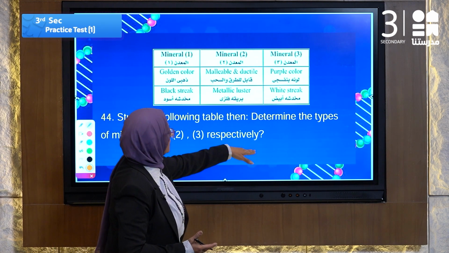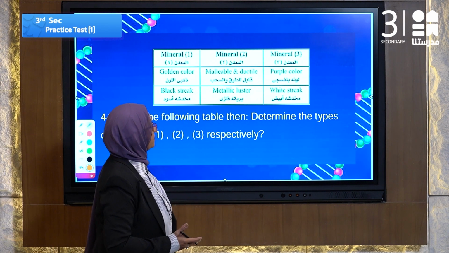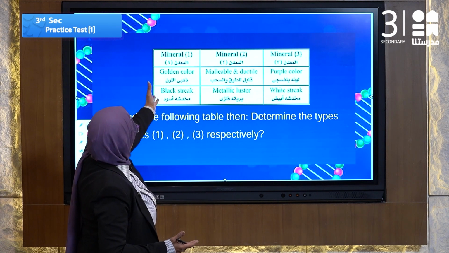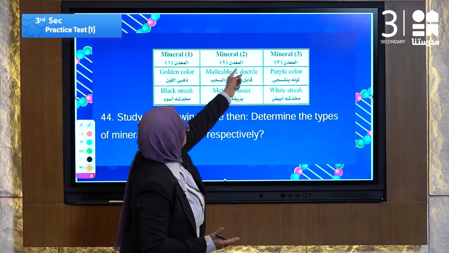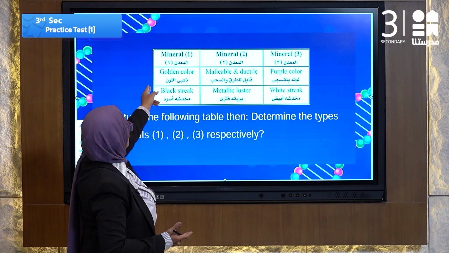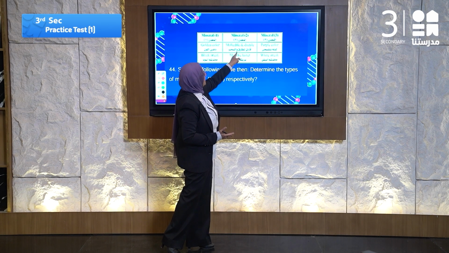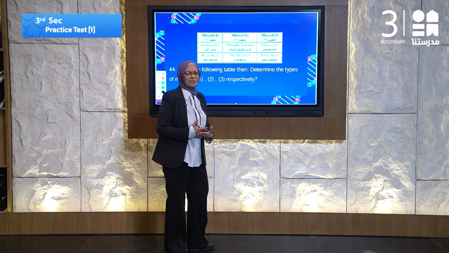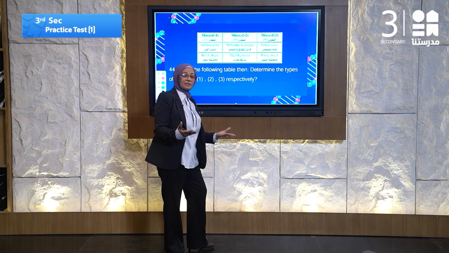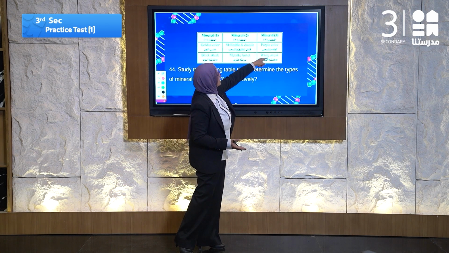Study the following table then determine the types of mineral 1, 2, 3 respectively. Okay, what are the following table? Speak about the mineral 1, 2, 3. Golden color, the first one has a golden color. Mineral 2, malleable and ductile, so we can make a wire from it and a plate. Metal, maybe. Mineral number 3, purple color.